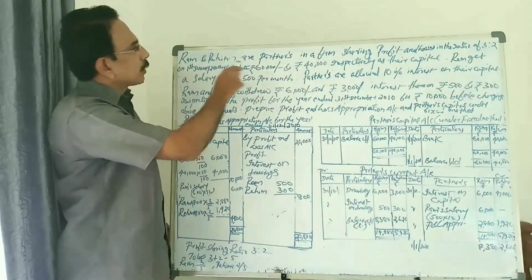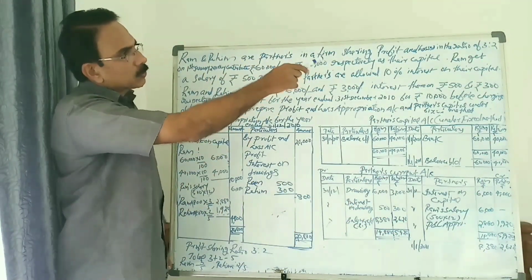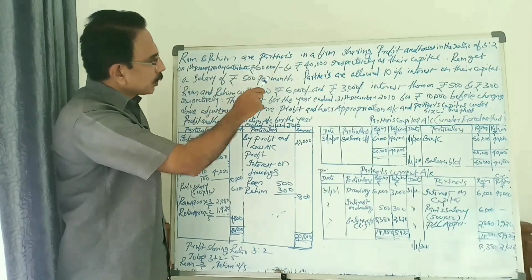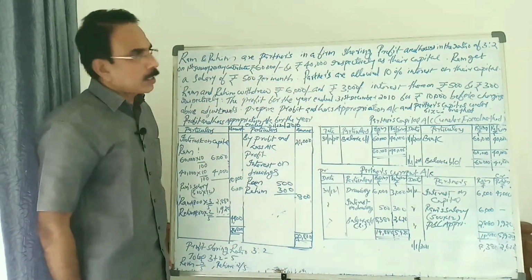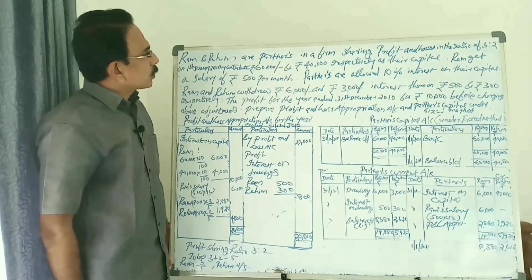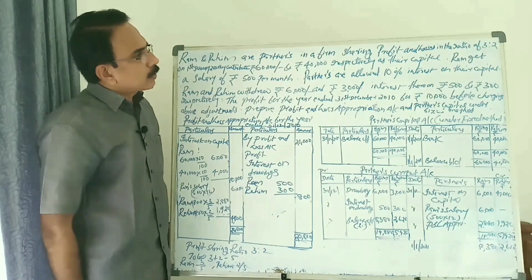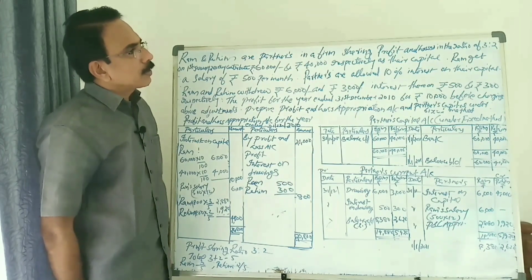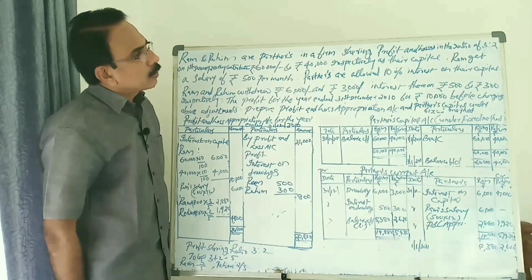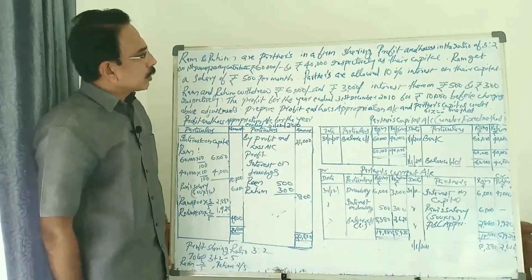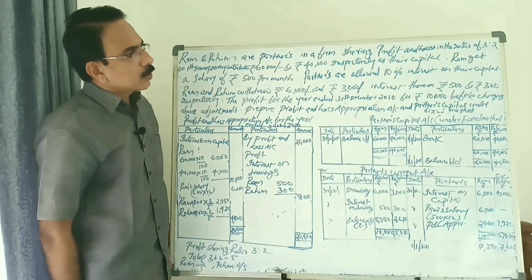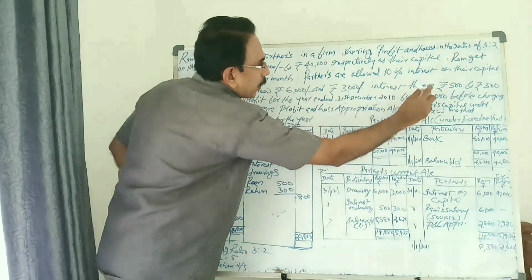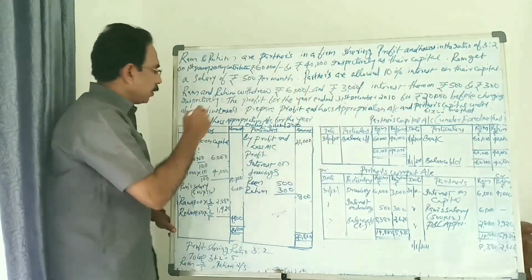Look at this one. Ram and Rahim are partners in a firm, sharing profit and losses in the ratio of 3:2. On 1st January 2010, they contribute rupees 60,000 and rupees 40,000 respectively as their capital. Ram gets a salary of rupees 500 per month. Partners are allowed 10% interest on their capital. Ram and Rahim withdrew rupees 6,000 and rupees 3,000. Interest on drawings was rupees 500 and rupees 300 respectively. The profit for the year ended 31st December 2010 was rupees 20,000 before charging the above adjustments.